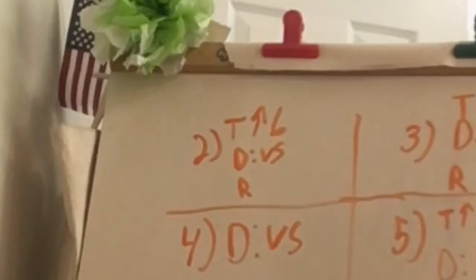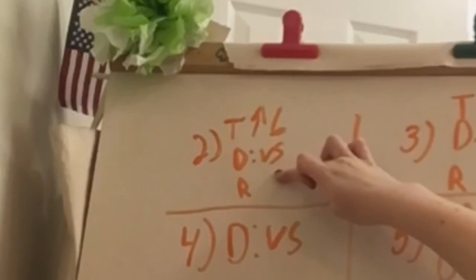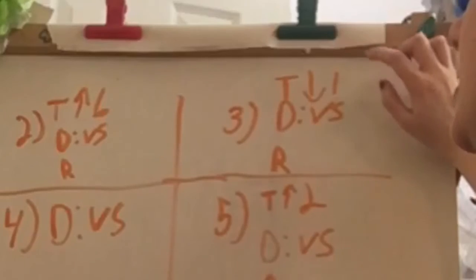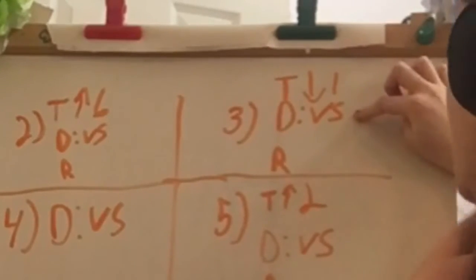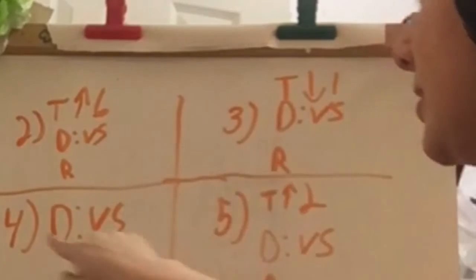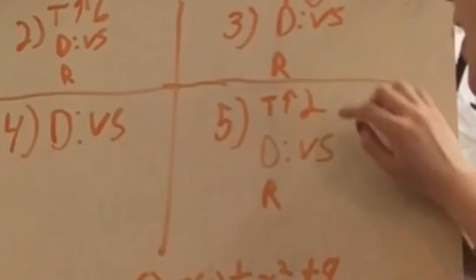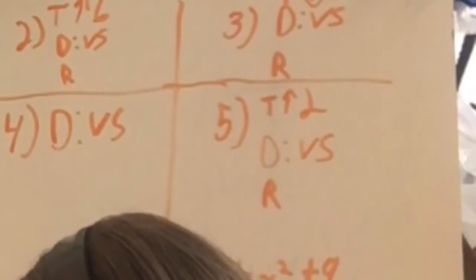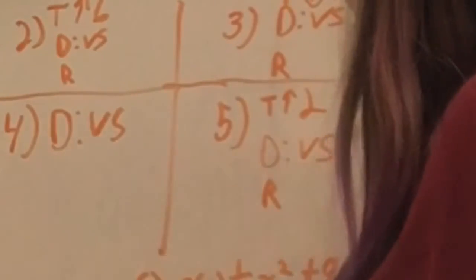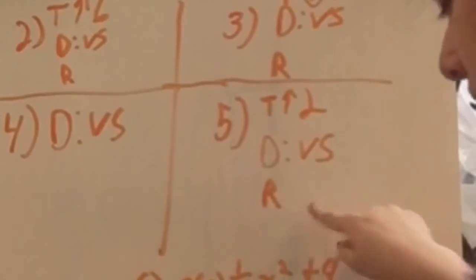Okay. Here are the answers. Number 2 is translates up 6, dilates, vertical stretch, and it reflects. 3 is translates down 1, dilates, vertical stretch, and it reflects. 4 is dilates, vertical stretch. 5 is translates up 2, dilates, vertical stretch, and it reflects.